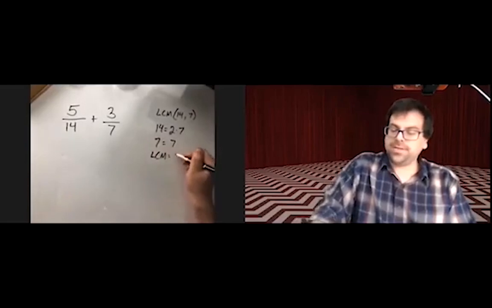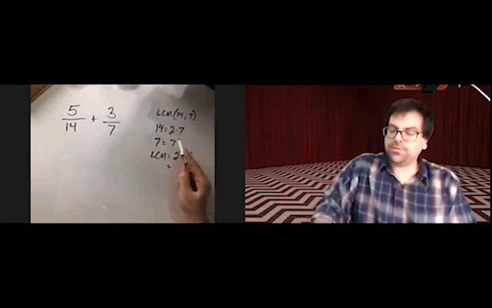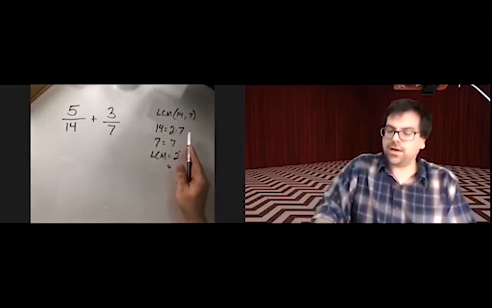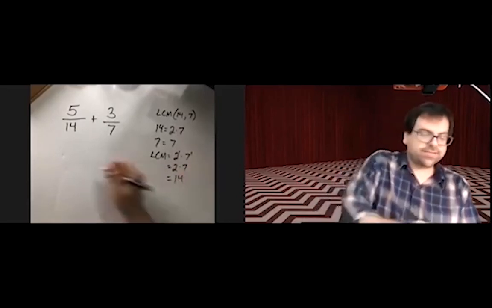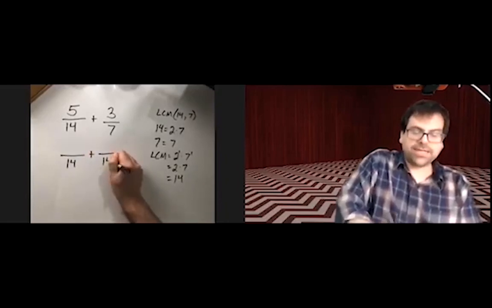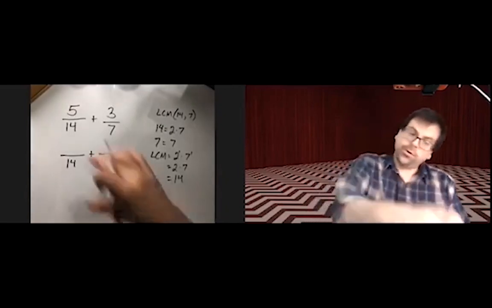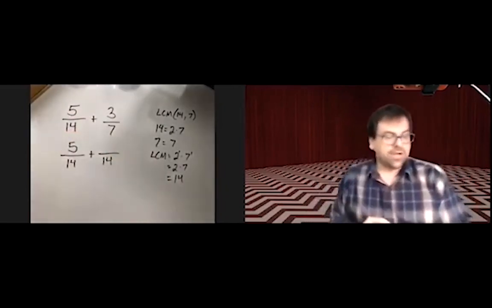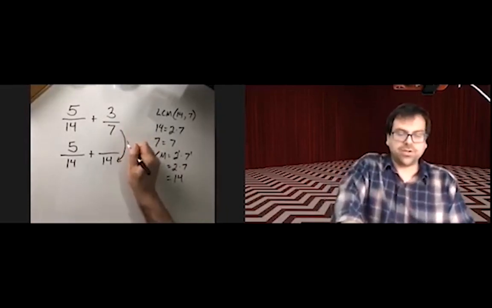Least common multiple is every base we have to the highest shown power. We have 2 and 7. 2 only gets raised to the first power. The 7 only gets raised to the first power. That's 2 times 7, that's 14. Both of these fractions, therefore, need to be written over 14. That means we don't have to change the first one. It's already over 14. But the second one needs to change.